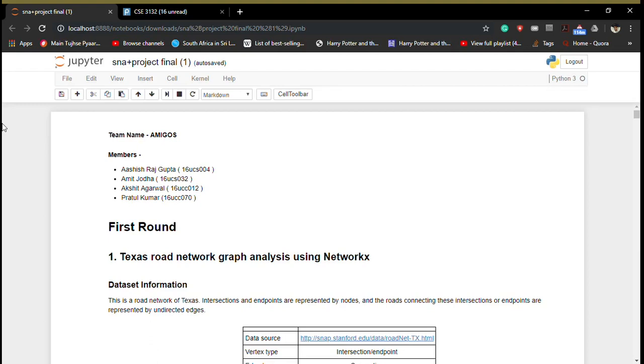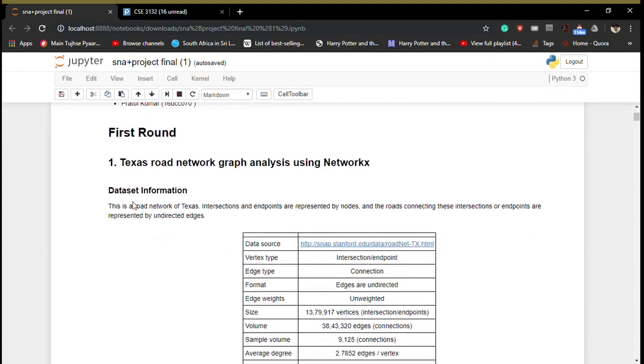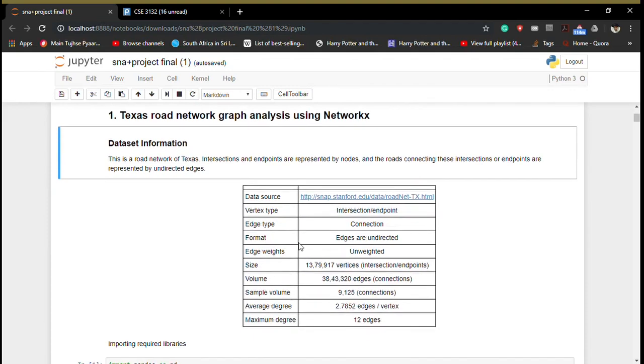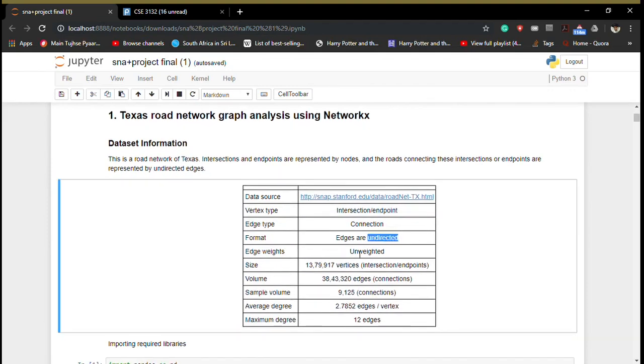There were 3 round submissions in our project and we took 2 datasets for our project purpose. The first dataset is the Texas road network graph. This dataset contains information about the road network of Texas, in which the nodes represent the intersections or endpoints and the edges represent the roads connecting these endpoints. The format of this dataset is that it is undirected and also it is unweighted.